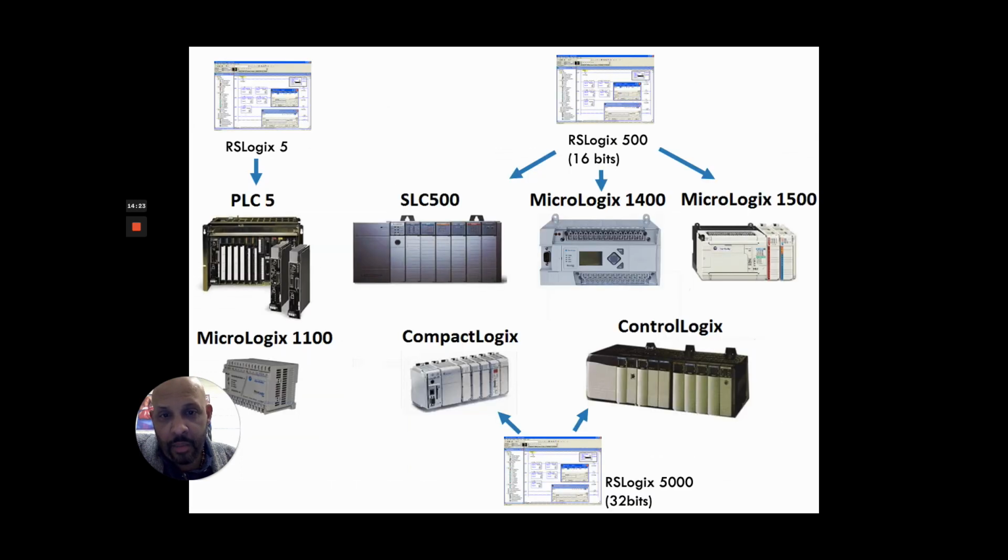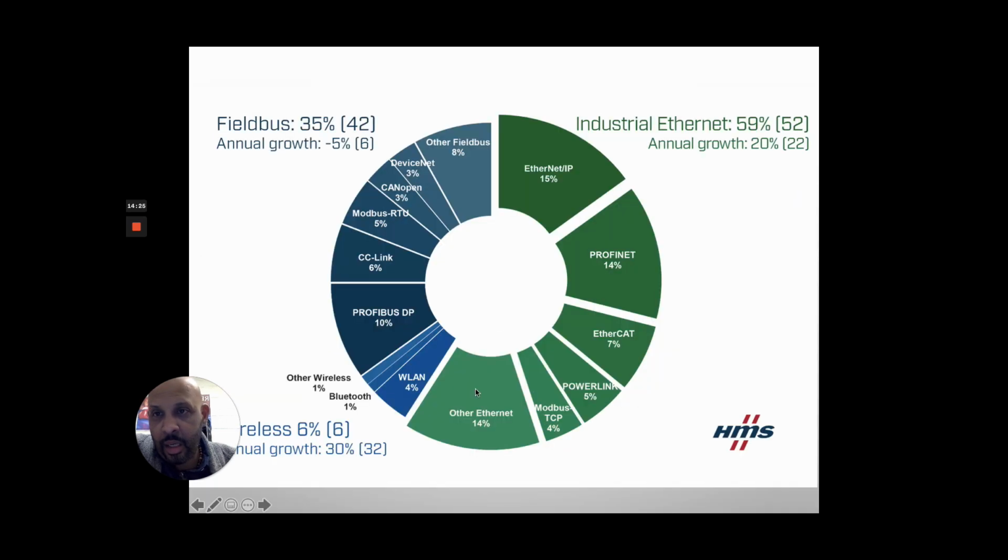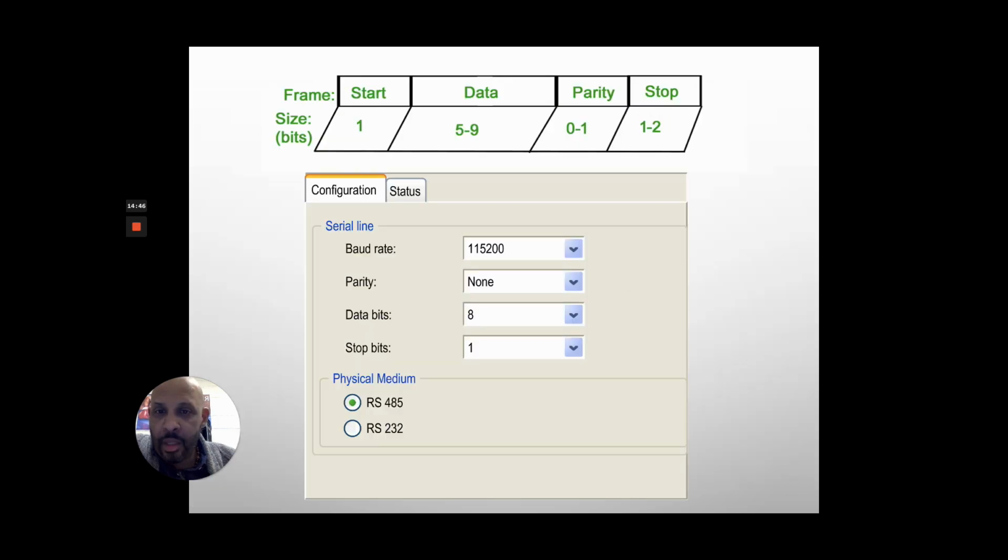All right, I'm going to skip all that. Here we're talking about field buses. It's amazing how many field buses are out there. All these are different field bus protocols, ways the PLCs communicate with other PLCs. The reason there are so many of them is because many are proprietary. They are used by different manufacturers. These are the configurations for serial communication, where we have baud rate, parity, data bits, stop bits, and the type of physical medium.